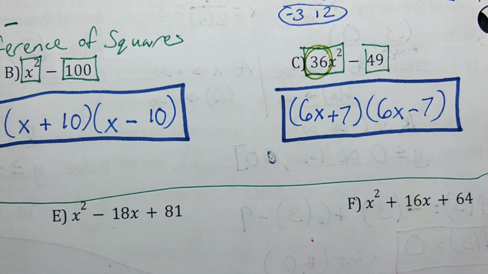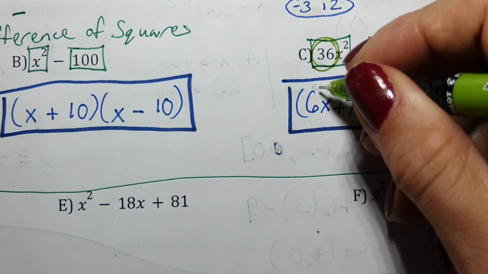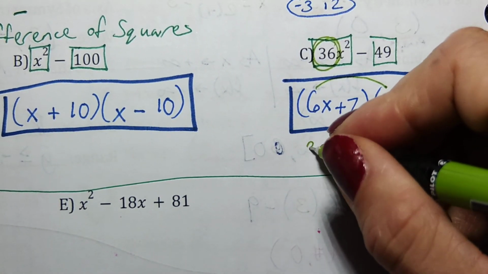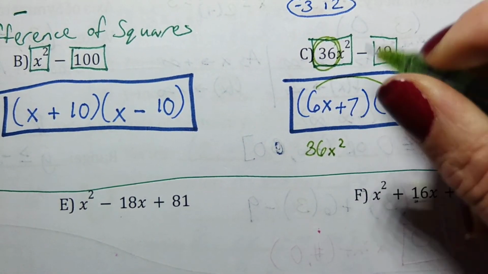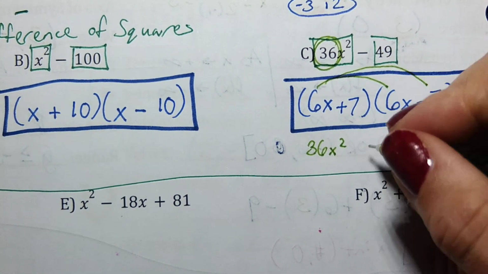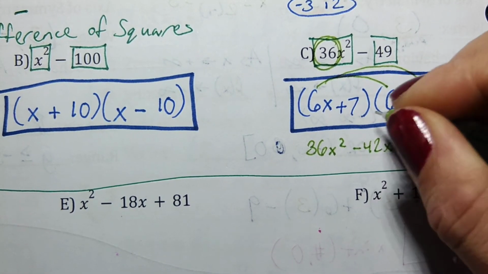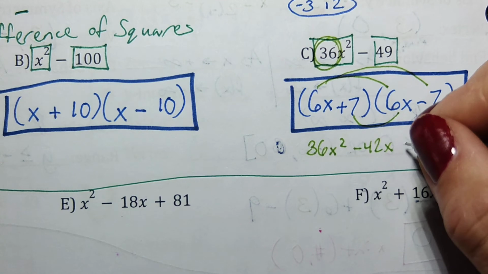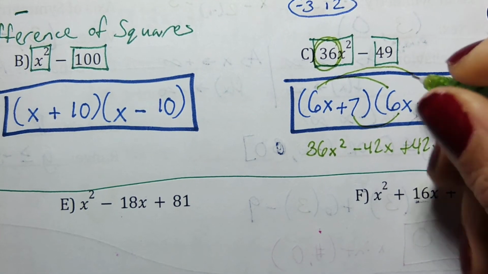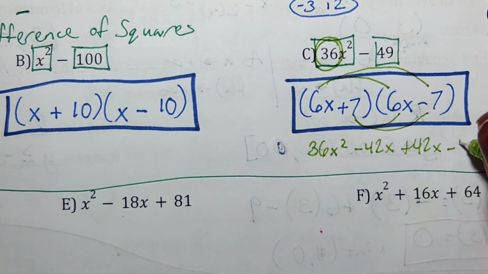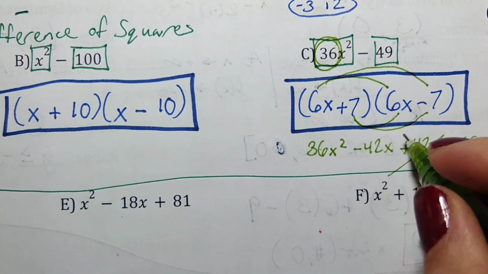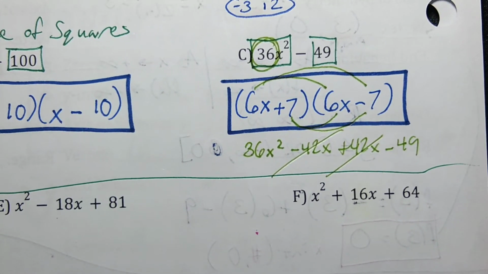And when in doubt, don't forget that you can always refoil to check. 6x times 6x, 36x squared. 6x times negative 7, negative 42x. 7 times 6x is positive 42x. And then 7 times negative 7 is negative 49. The outside and inside products cancel, and we are left with that original expression, 36x squared minus 49.